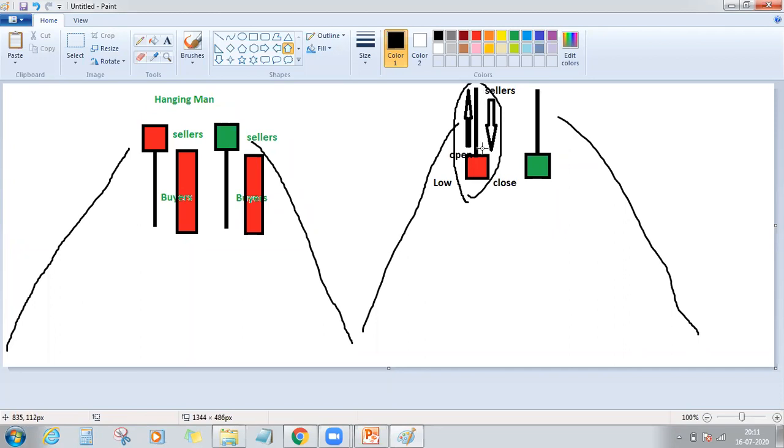Because of that only this kind of aggression in selling is seen, and because of that only the upper shadow is also seen here. So there is a strong rejection from the top, and the sellers were strong until the end of the day. By looking at the low is equal to close, I can clearly say that.